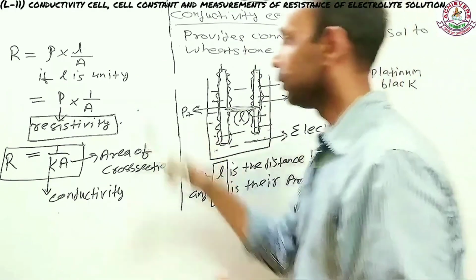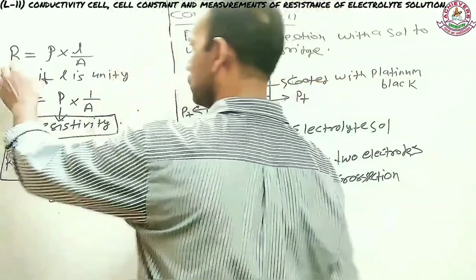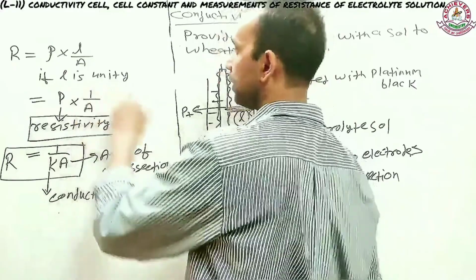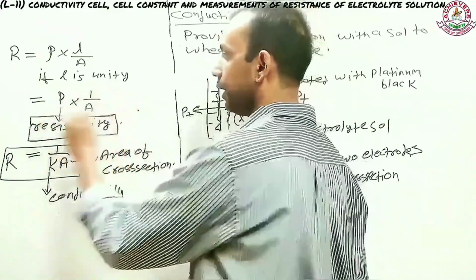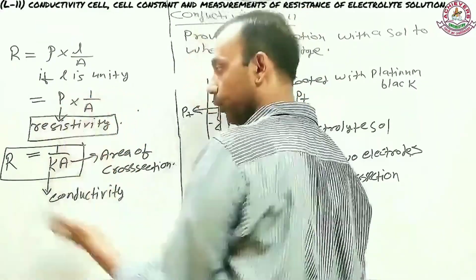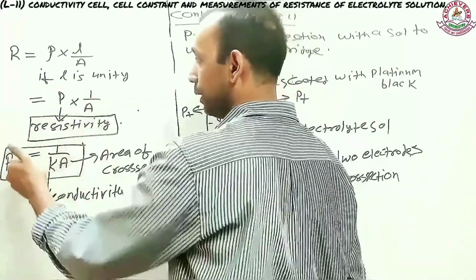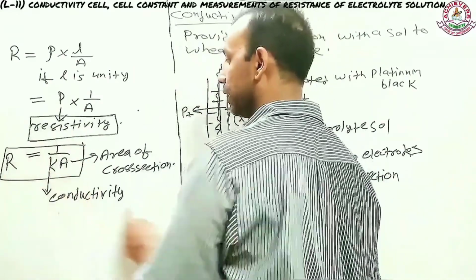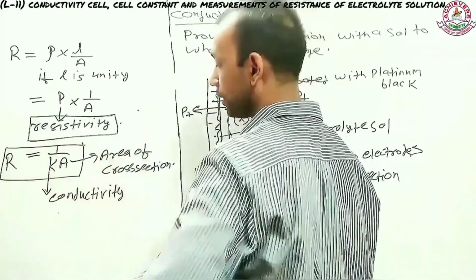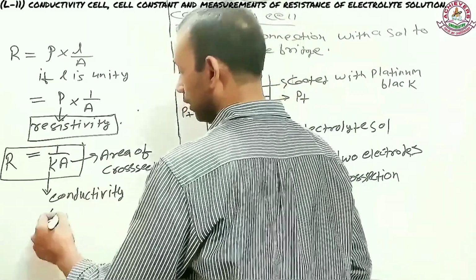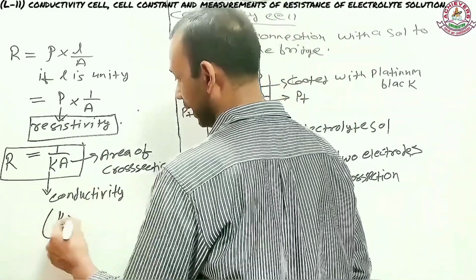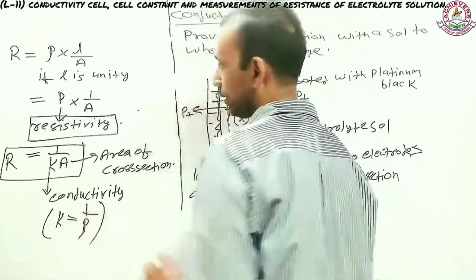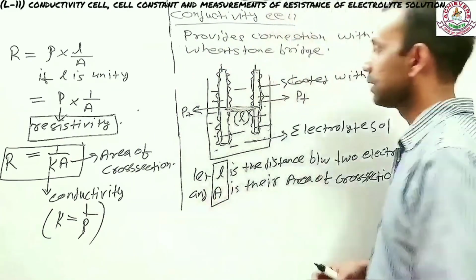Now there is the mathematical part here. R, you do know, is equal to rho into L by A. If L becomes unity, meaning 1, this becomes rho into 1 by A. Rho here is the resistivity. You probably know that. And in case we solve it, we get R equal to 1 by Ka. K is the conductivity. I hope you understand. In case you have forgotten, conductivity is represented by K, and that is equal to 1 by rho. So there we have this conductivity cell.